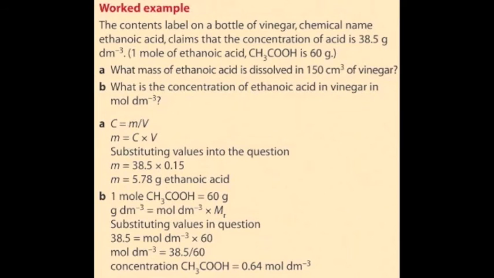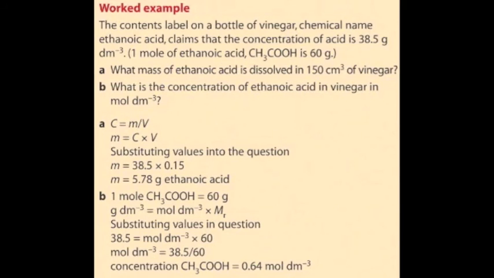In answering Part A, the concentration equals the mass of the solute divided by the volume. Rearranging the equation, the mass of the solute equals the concentration times the volume. Substituting in the values from the question, the mass of the solute equals 38.5 times 0.15, which gives a mass of 5.78 grams of ethanoic acid.